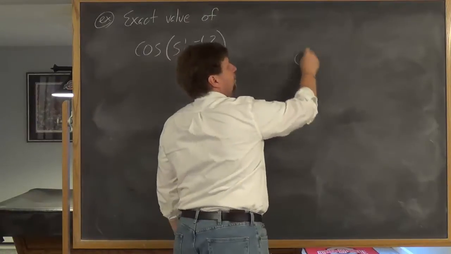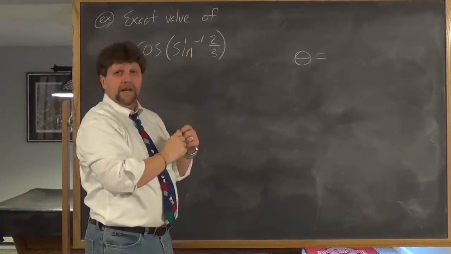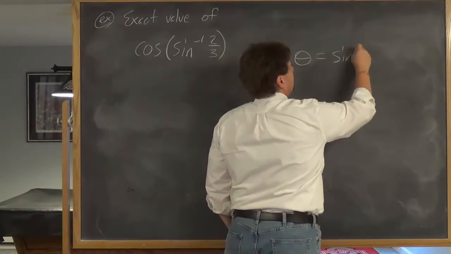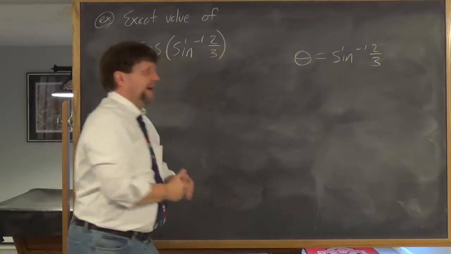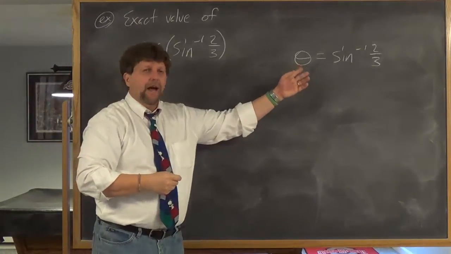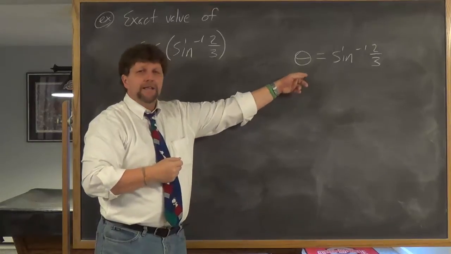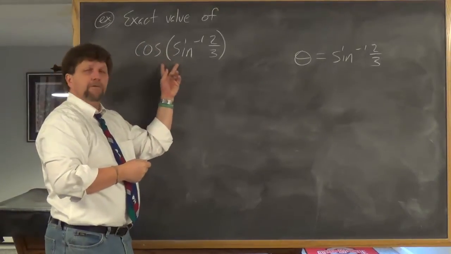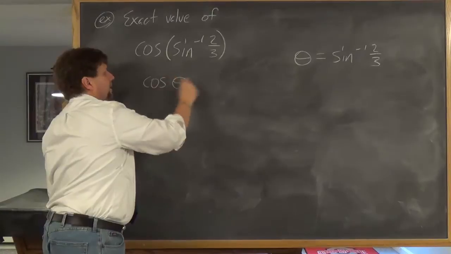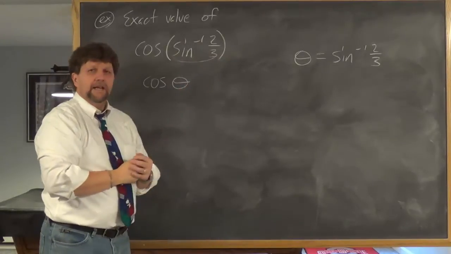I know there's an angle theta that exists on the right half of the unit circle, because it's inverse sine. I know there's an angle that exists, and that angle is inverse sine of 2/3. Notice, I call this admitting. I know there's an angle that exists, but I don't know what that angle is off the top of my head. Notice that by making this admission, I have turned this problem into finding cosine theta.